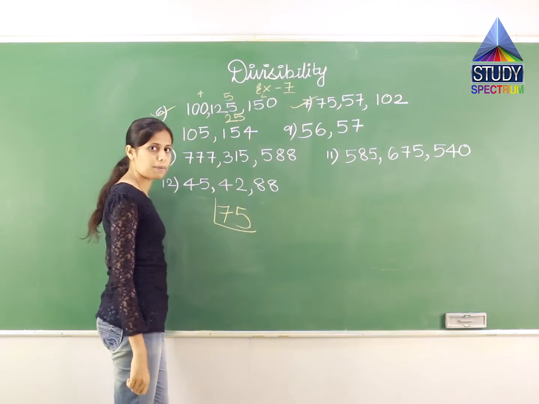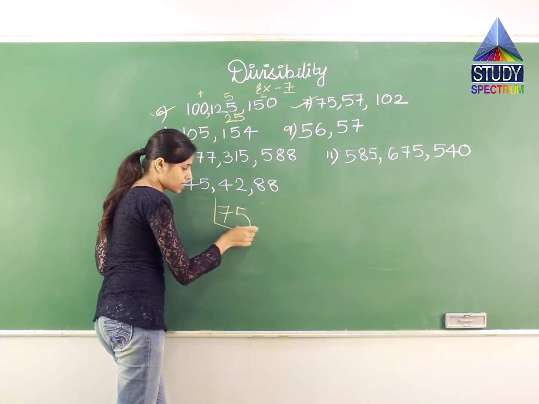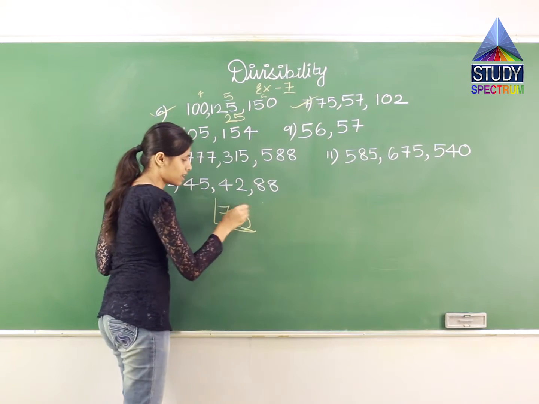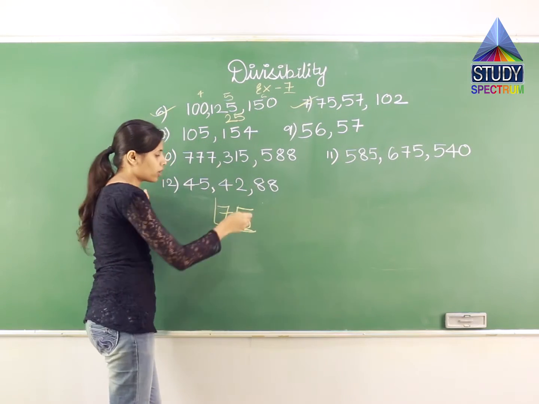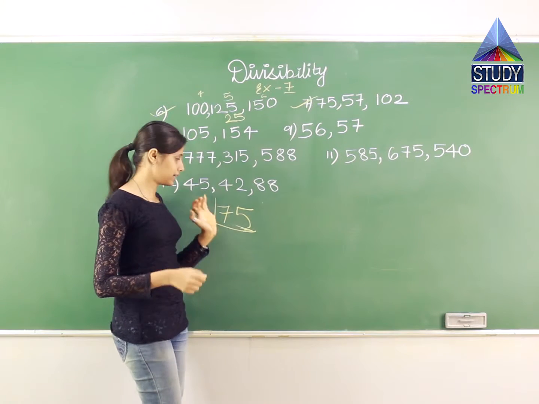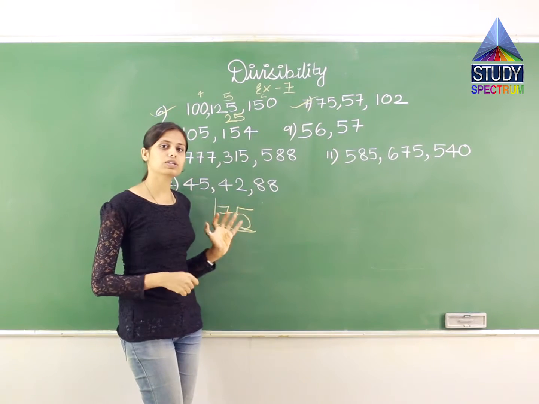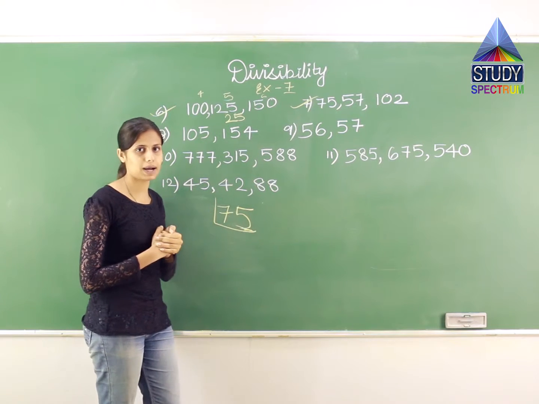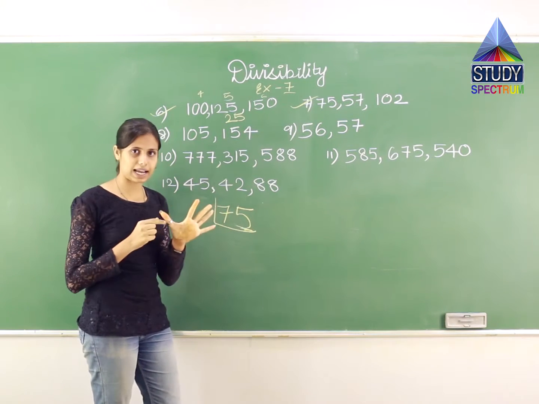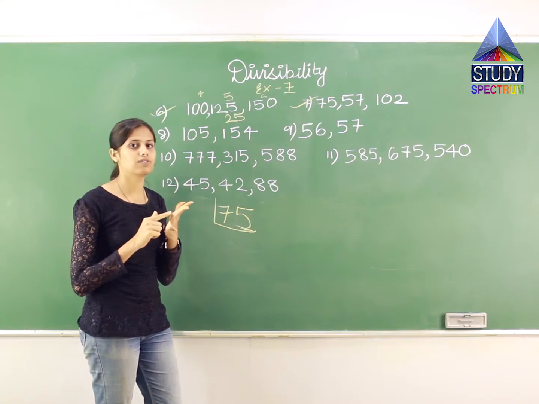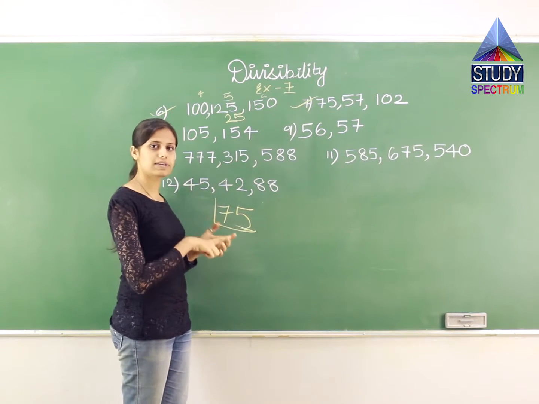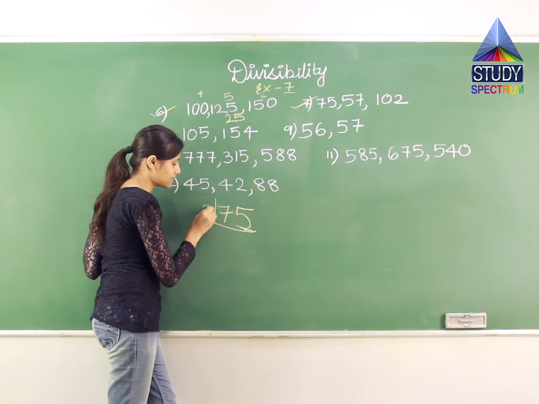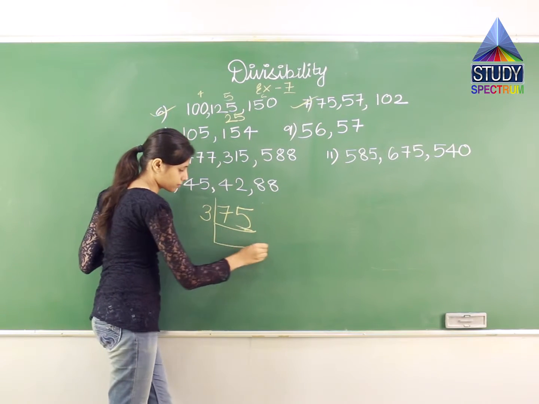2, can it be possible by 2? No, because at the end I need an even number and 5 is not an even number. So I cannot divide 75 by 2. What about 3? 7, let us add this number. If the summation is divisible by 3, then the entire number 75 will also be divisible by 3. So 7, 8, 9, 10, 11 and 12. Yes, 12 is divisible by 3. So 75 is also divisible by 3. So let us divide 75 by 3.